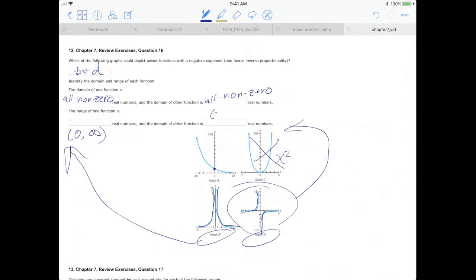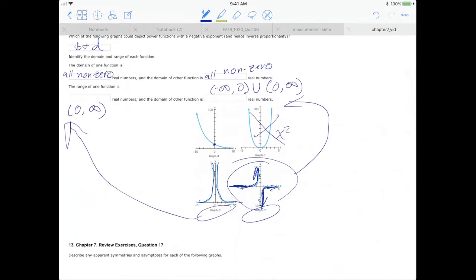This one's going to be negative infinity to 0, right? Negative infinity all the way to 0, and so union with 0 to positive infinity. Yep. There's how that one does. Okay.